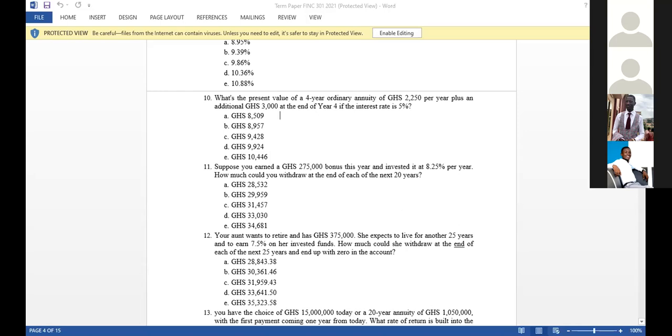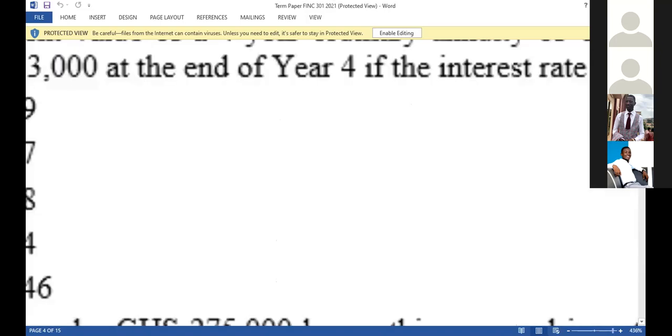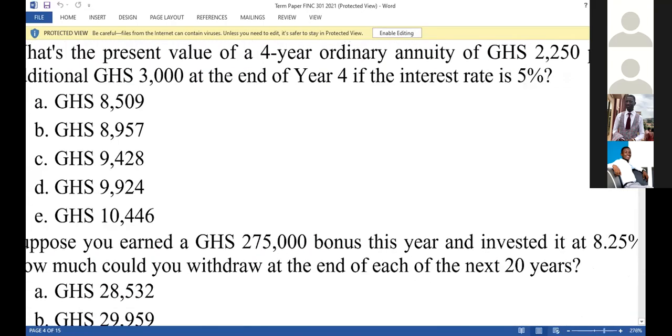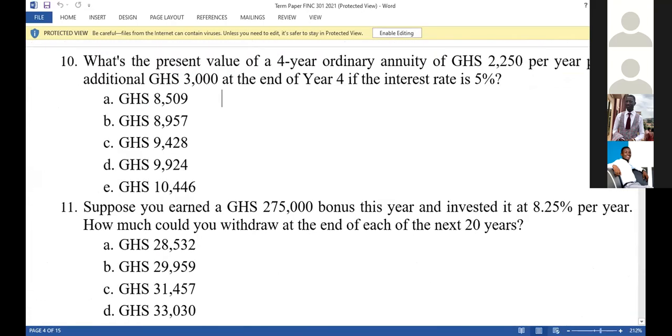Could you please zoom in a bit? Check the right corner of it. You see the zoom thing over there, Jennifer, so that you can zoom for us to see well. It's too much to read. Okay. Yes, that's fine.